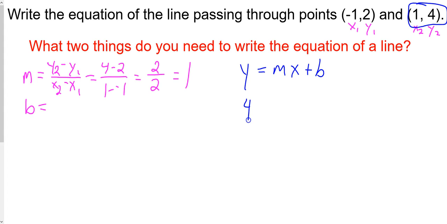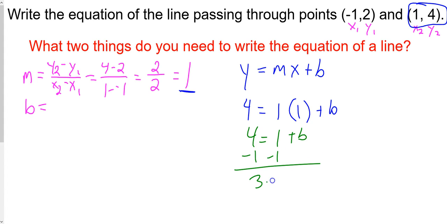So I'm going to plug in 4 for y, and I'm going to plug in 1 for x. I also know that my m value is 1, so I'm going to plug in 1 for m. And now the only variable that's left is my b value, so I need to solve for b. 1 times 1 naturally is 1, so then I subtract 1 from both sides, and we get a b value of 3. So my equation is y equals 1x plus 3. Remember that you don't have to put that 1 if you don't want to; you could just write y equals x plus 3.